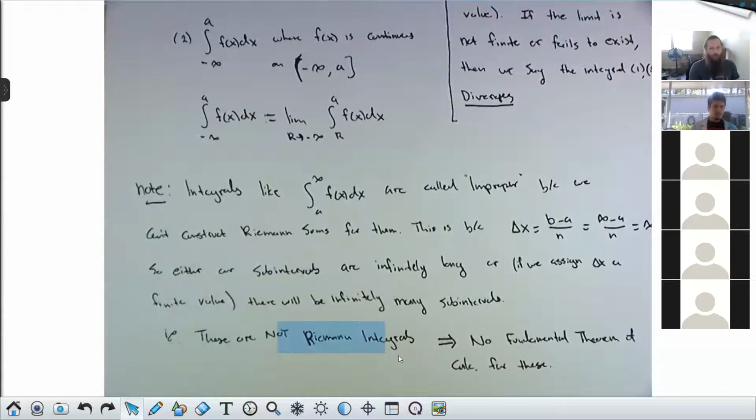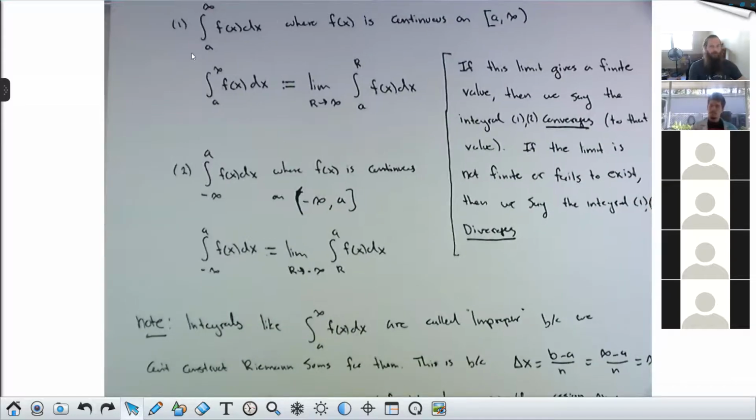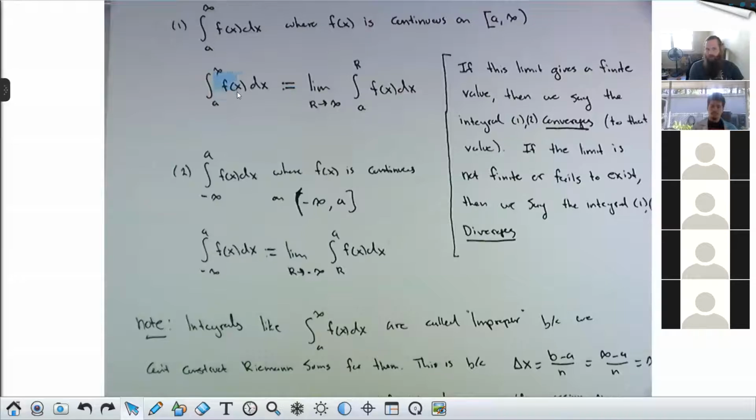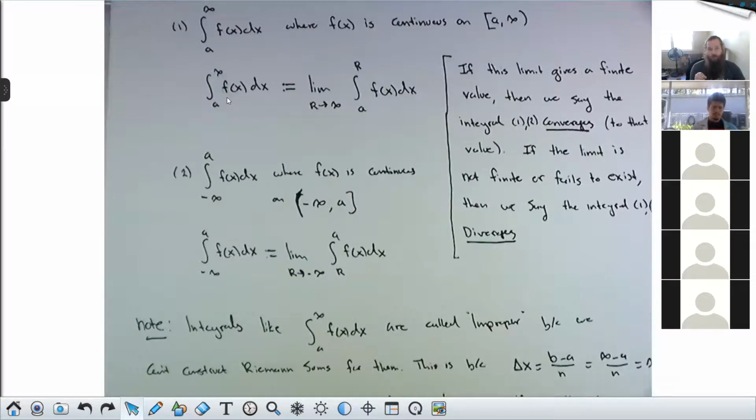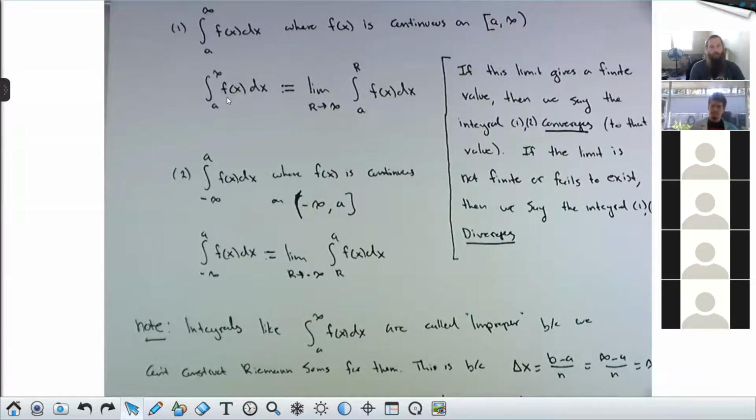Well, if you don't have a Riemann integral, then you don't have a fundamental theorem of calculus. And since delta x has to either be infinite or we have infinitely many subintervals, we don't have a Riemann integral. So you cannot jump in and evaluate an integral like this directly using FTC2. In other words, you can't just take the antiderivative, plug in infinity and plug in a. That doesn't work. Not only is it improper notation, it will give you the wrong answer if you're not careful.